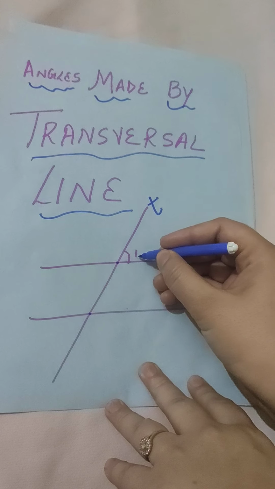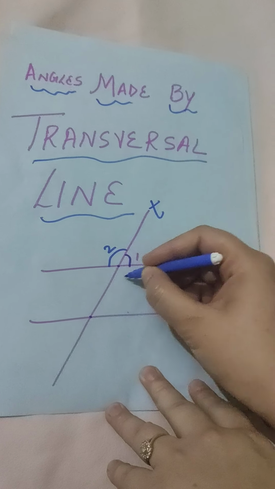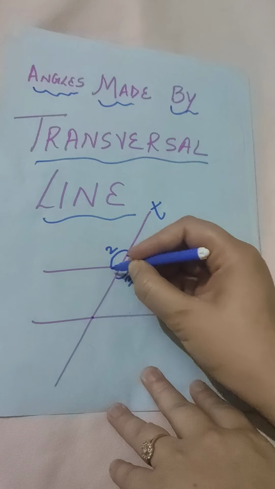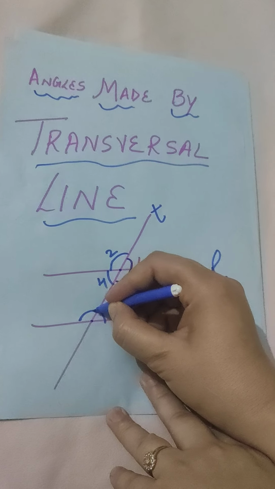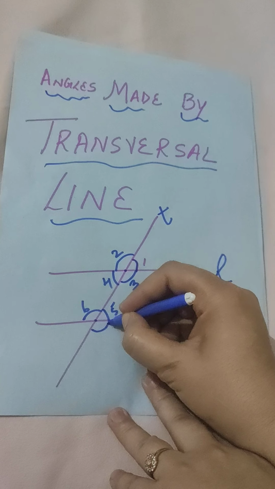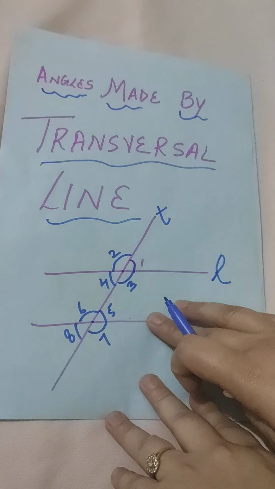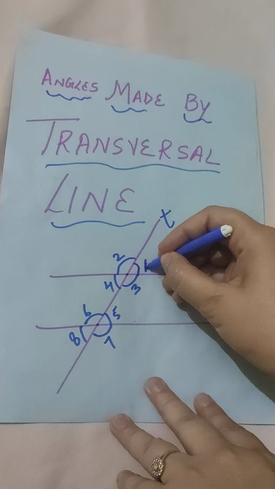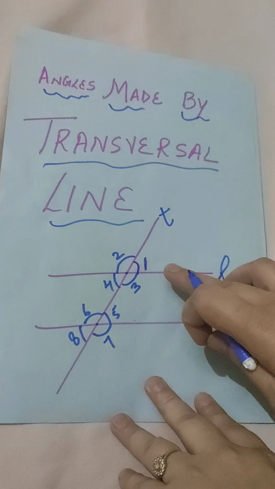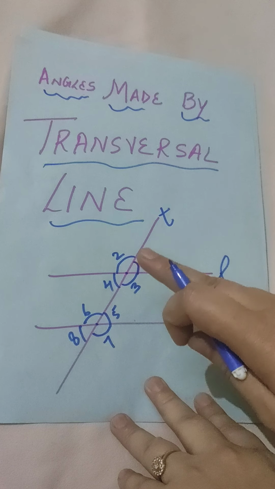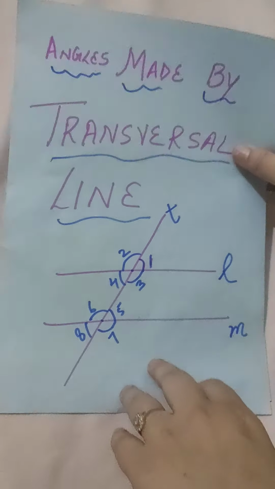This one is angle 1, then angle 2, then angle 3, then angles 4, 5, 6, 7 and 8. Now a total of 8 angles are formed in this diagram when one transversal line cuts two lines. So 8 angles are formed.